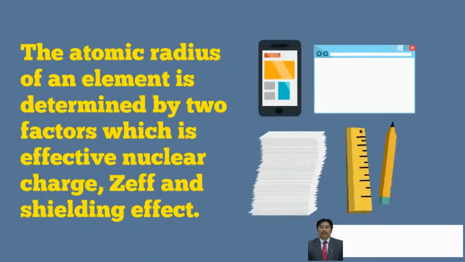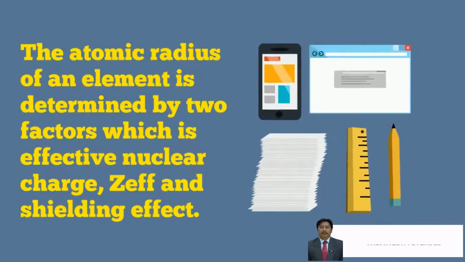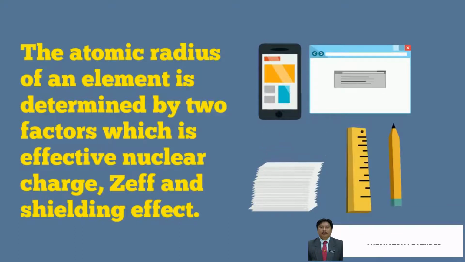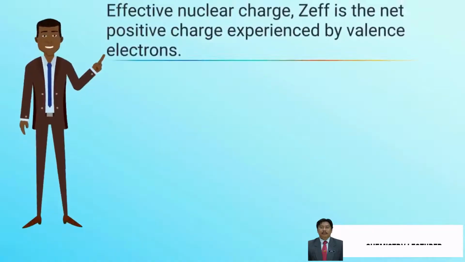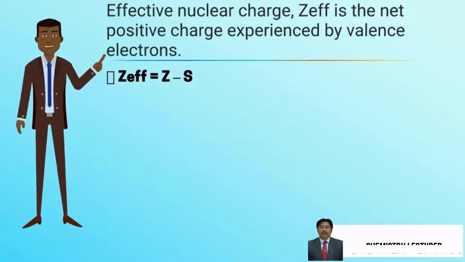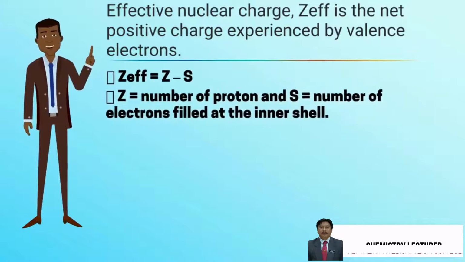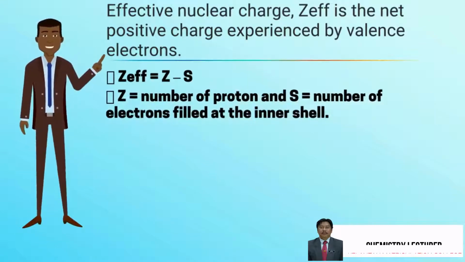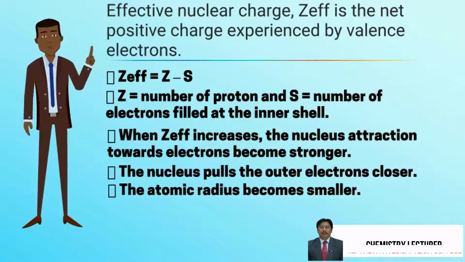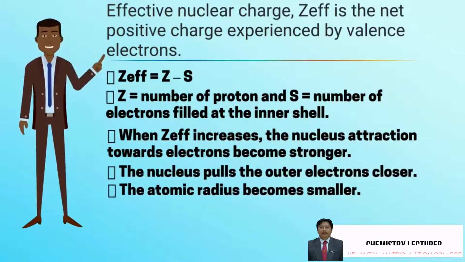There are two factors that affect the atomic radius of an element, which are the effective nuclear charge and the shielding effect. Effective nuclear charge, or Z effective, is the net positive charge experienced by the valence electron. By using this formula, we can conclude that when Z effective increases, the atomic radius becomes smaller.